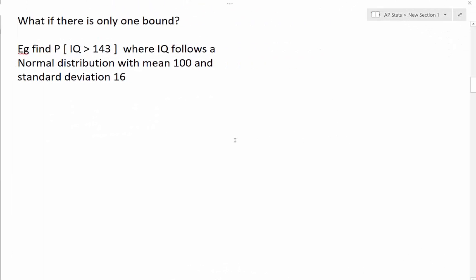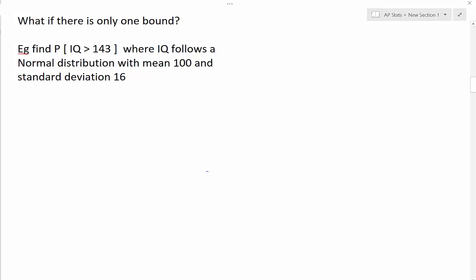The calculator needs both bounds, the upper bound and the lower bound. So what if there is only one bound listed? For instance, IQ follows a normal distribution with a mean of 100 and standard deviation 16. What's the probability that someone selected at random has an IQ greater than 143?